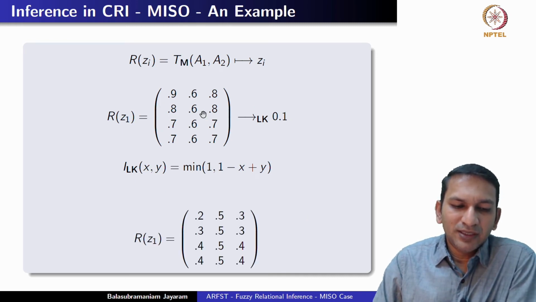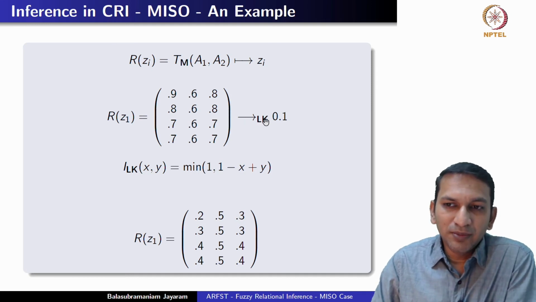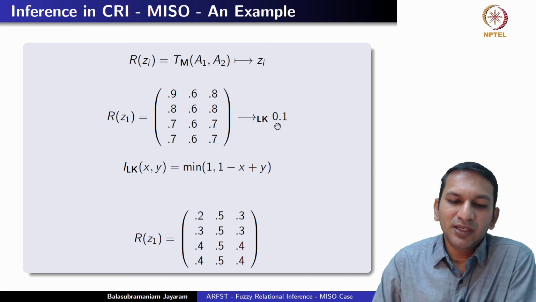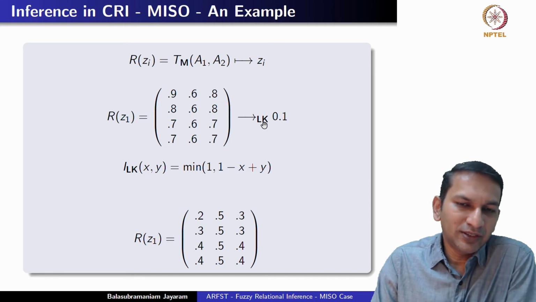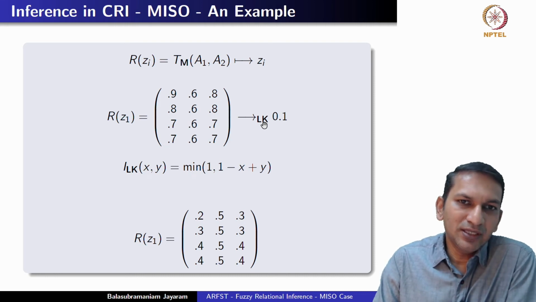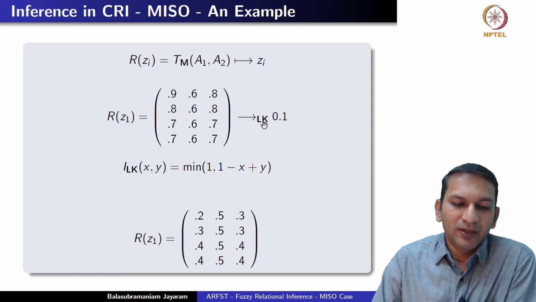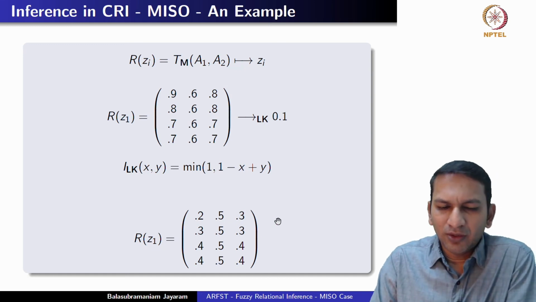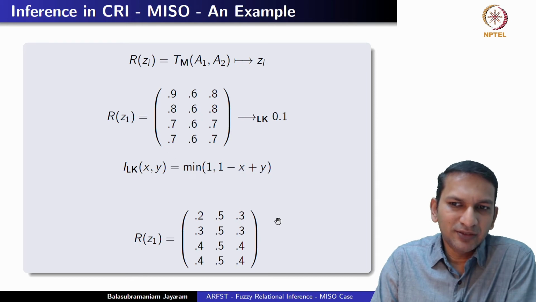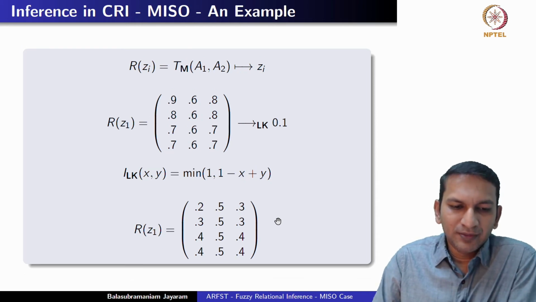R of Z1 is a combined antecedent, and using the Lukasiewicz implication and this Z1, we need to obtain one part of the relation. Remember, this relation itself is a 3D relation. If you apply this, this is what we will get. Now, let's try to understand this from the calculation point of view.